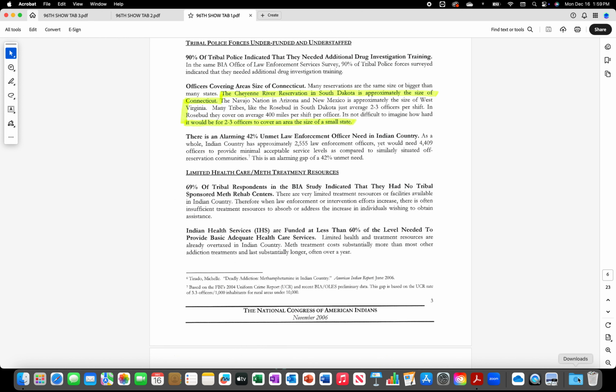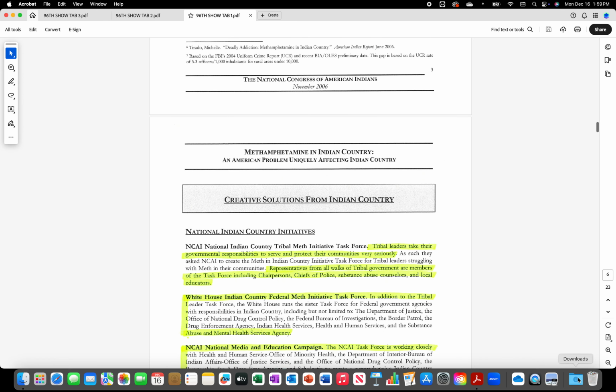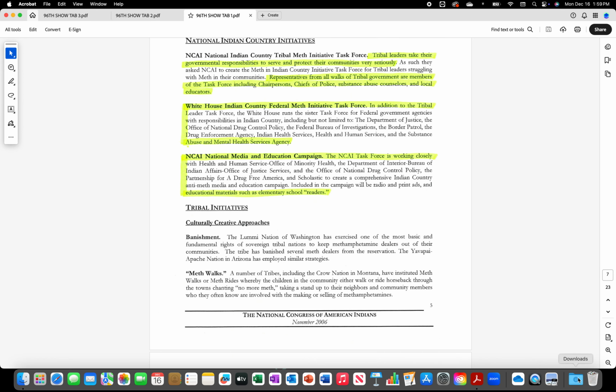The way this reads is that the Native Americans are victims of methamphetamine, right? If I didn't think for myself, I would think that these adults did not make the choice to use methamphetamines.